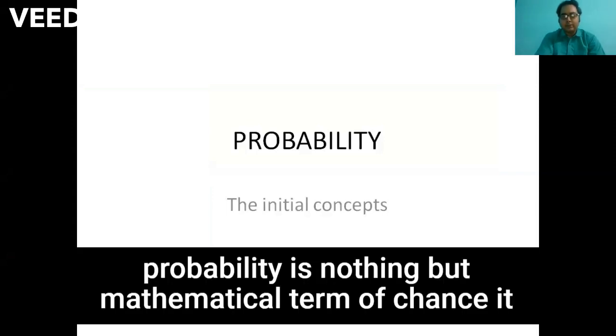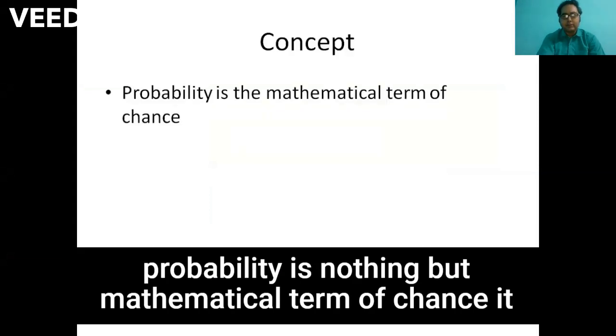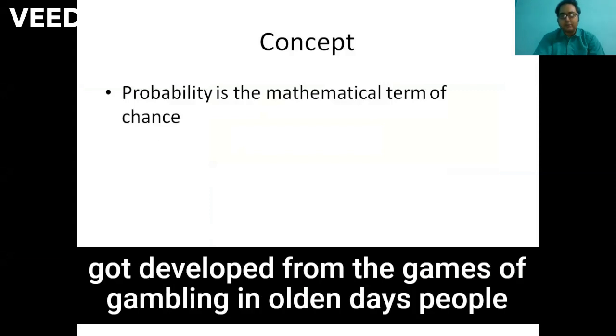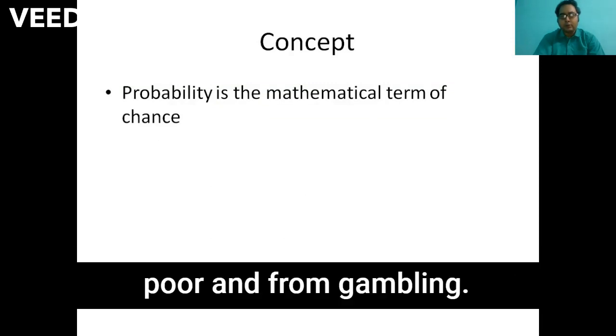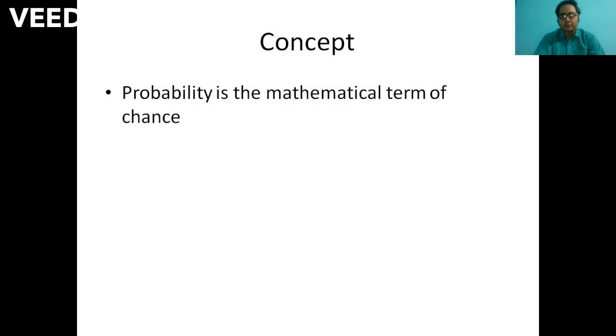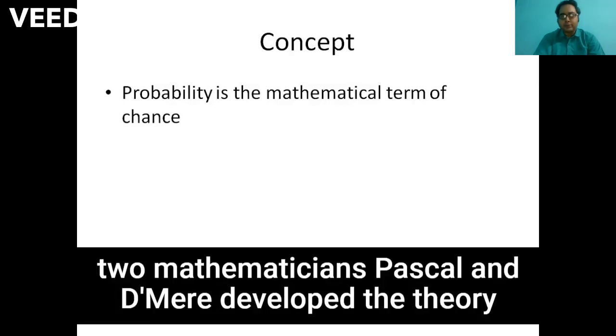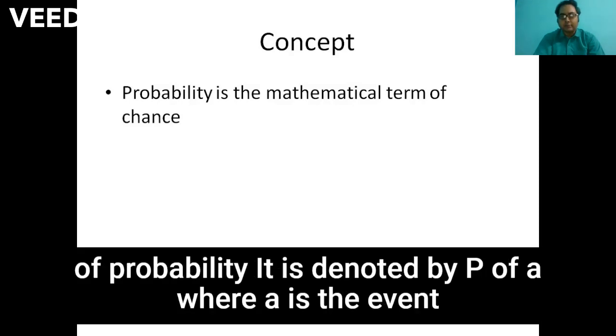Probability is nothing but the mathematical term of chance. It got developed from the games of gambling. In olden days, people used to gamble a lot, rich as well as poor. And from gambling, two mathematicians, Pascal and Demer, developed the theory of probability.